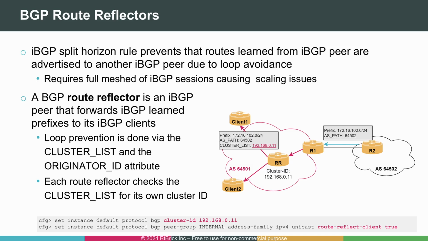The first route reflector also sets the originator ID to the router ID of the internal peer from which it received the route. Before reflecting a route, the route reflector checks the cluster list to see if its own cluster ID is already present. If it is, the route is not reflected. It also ensures that it does not advertise the prefix to the peer identified by the originator ID.